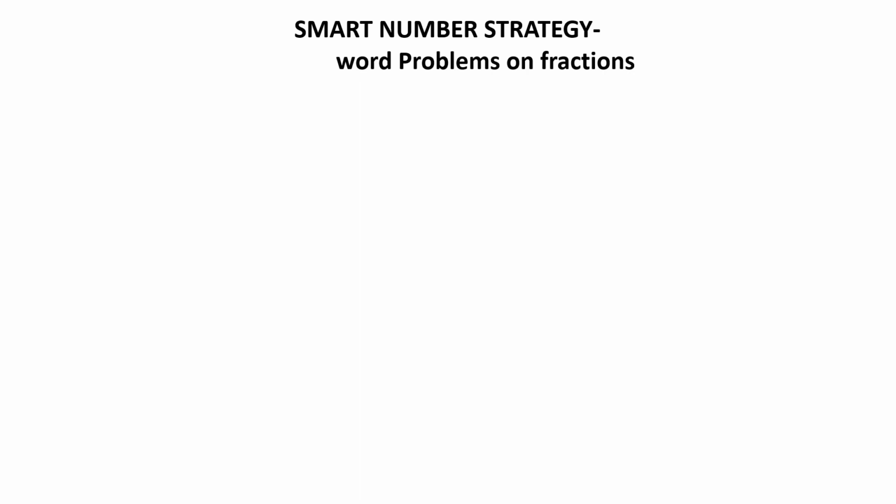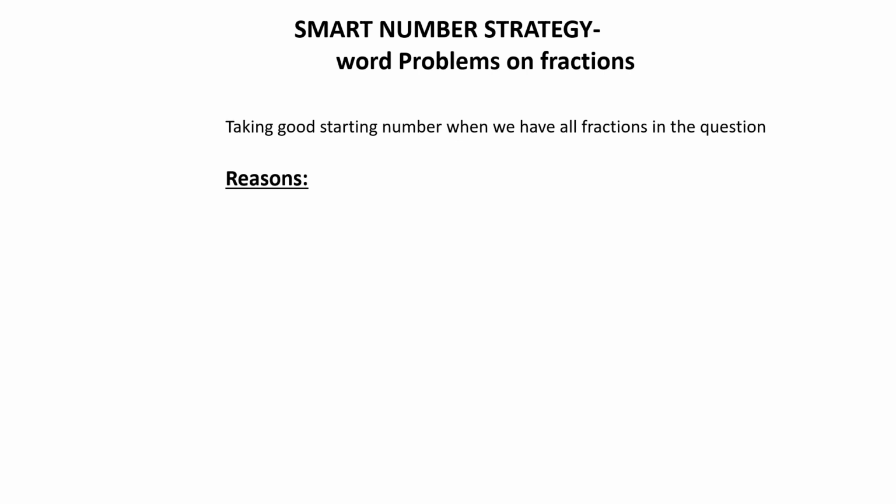A smart number strategy for word problems on fractions is to take a good starting number when we have all fractions in the question. The reasons to use this strategy are that it helps us solve the question quickly. Basically, it makes our calculation easy. The other reason is to avoid common answer traps.